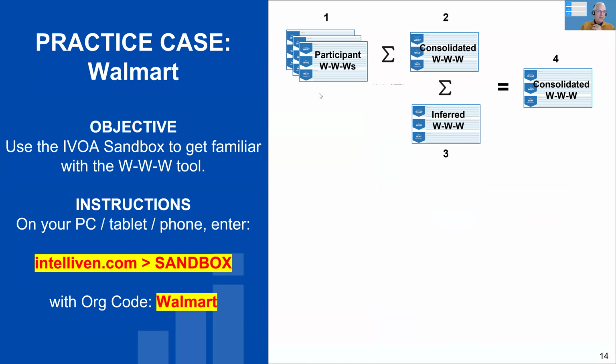And we actually want to do that with you here. So we have the idea here that everybody can log into the sandbox now. So go ahead and go to intellivan.com and hit sandbox and get into IVOA using your name, your email, and then the Walmart org code with a capital W. And we'll give a little test. And so everybody will put in their www, and then we'll do a consolidate, see what that looks like, and then we'll do an infer and check off the website and then see how that compares to the consolidated. That sound good?